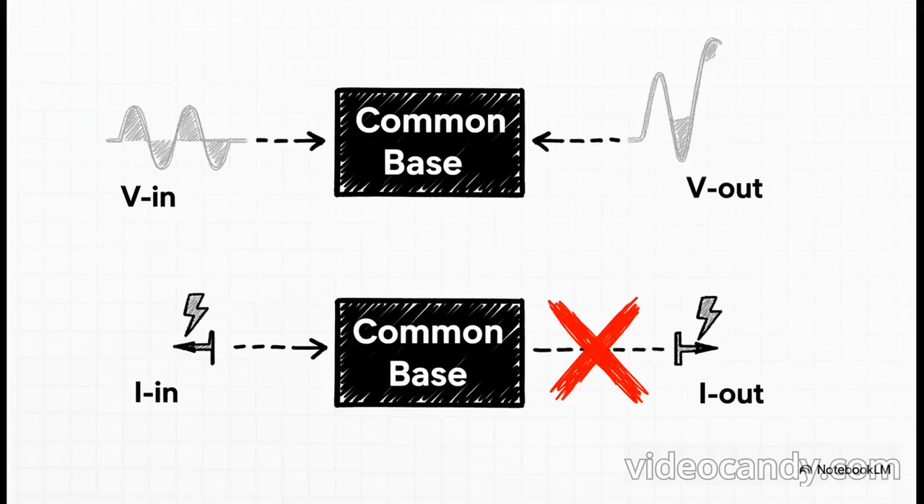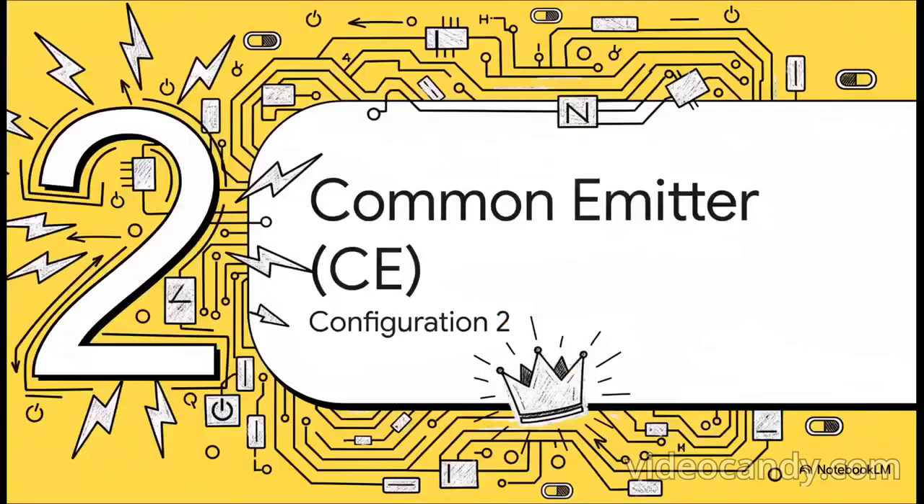So what's the deal with this setup? What's its special talent? Well, the common base configuration is amazing at amplifying voltage. You put a small input voltage in, you get a much bigger output voltage out. But, and this is a big but, it does not amplify the current. The current gain is actually a little less than 1. This makes it a really specialized tool, perfect for things like high-frequency circuits, where boosting the voltage is the only thing that matters.